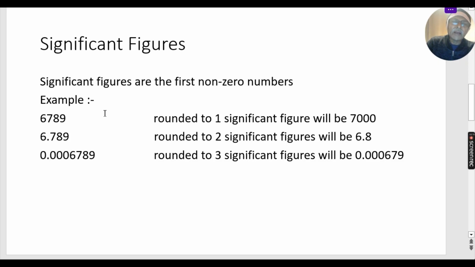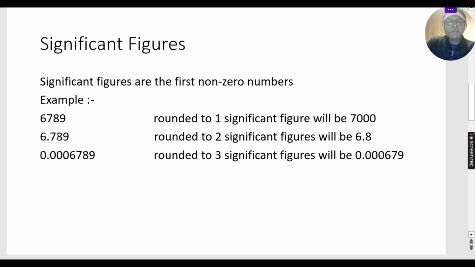Similarly, if we have another number 6.789, we have to round it to two significant figures. The first two non-zero numbers are 6 and 7.